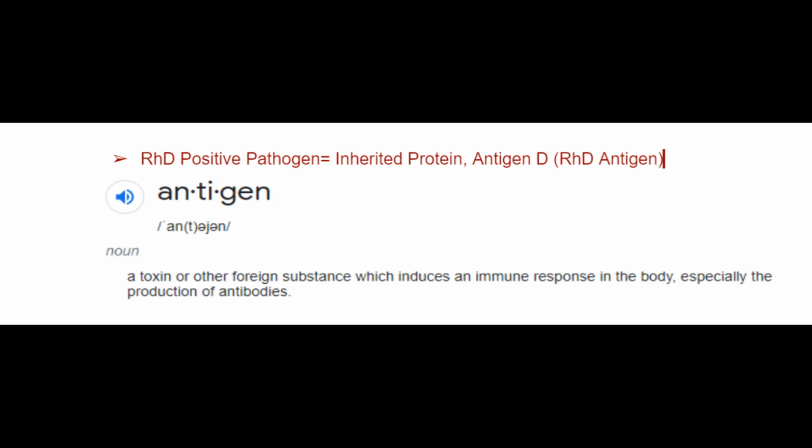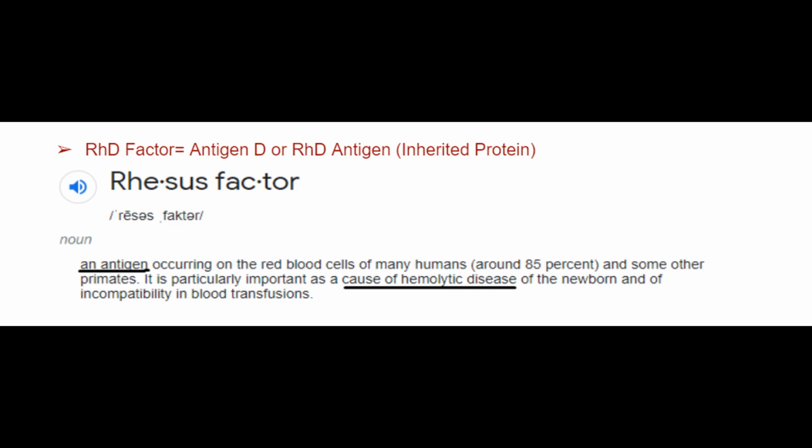RhD positive pathogen, an inherited protein, antigen D, is known as the RhD antigen. Again, the RhD positive is the RhD antigen. An antigen is a toxin or other foreign substance which induces an immune response in the body, especially production of the antibodies, as I just mentioned with the rhesus negative blood group, carrying the RhD antibodies to the RhD antigen. RhD factor equals antigen D or RhD antigen, inherited protein.